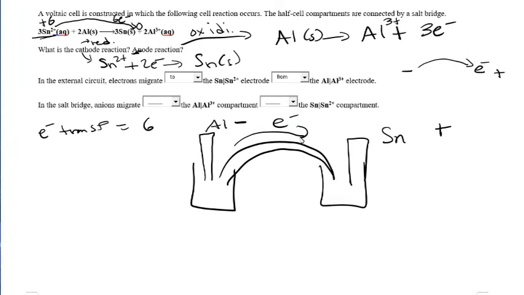Now, since the electrons are going towards the tin, it's going to make this side more negative, and therefore we have to have cations moving towards that direction in order to neutralize that negative charge. Similarly, the aluminum side is going to be more positive because electrons are leaving it, so the anions from here have to move here in order to neutralize that positive charge. So therefore the anions migrate to the aluminum compartment from the tin compartment.